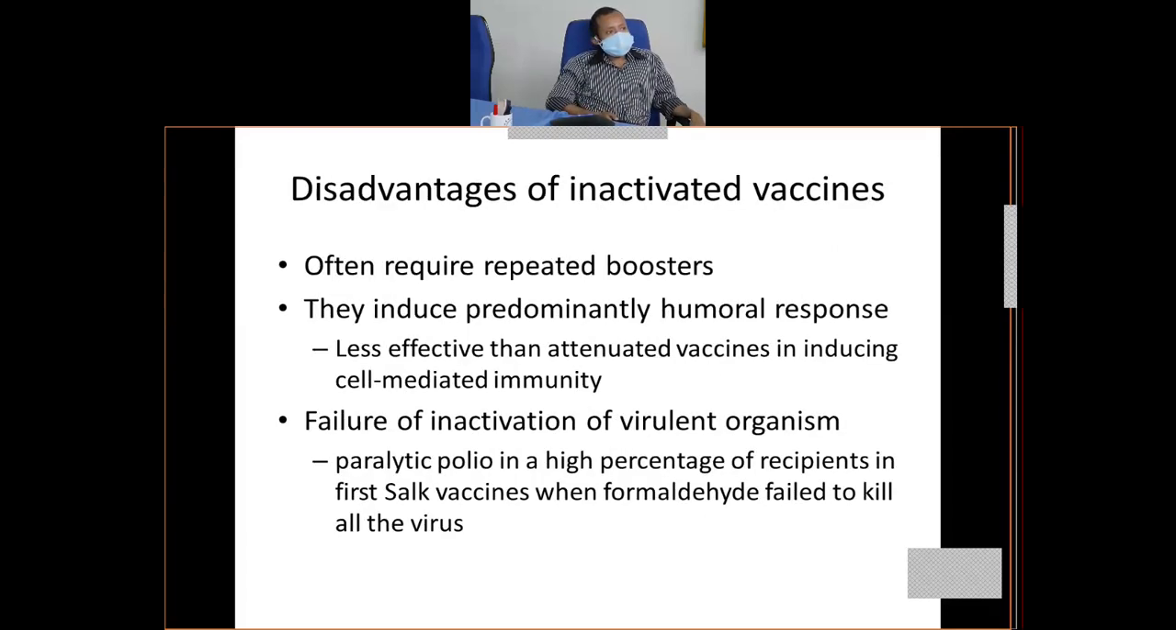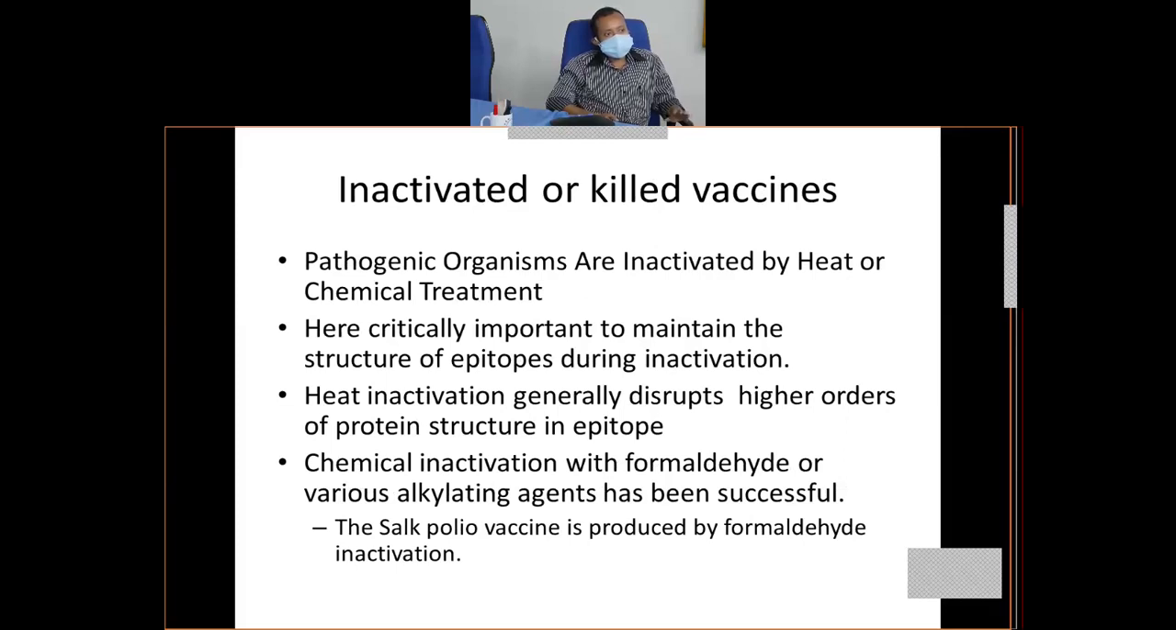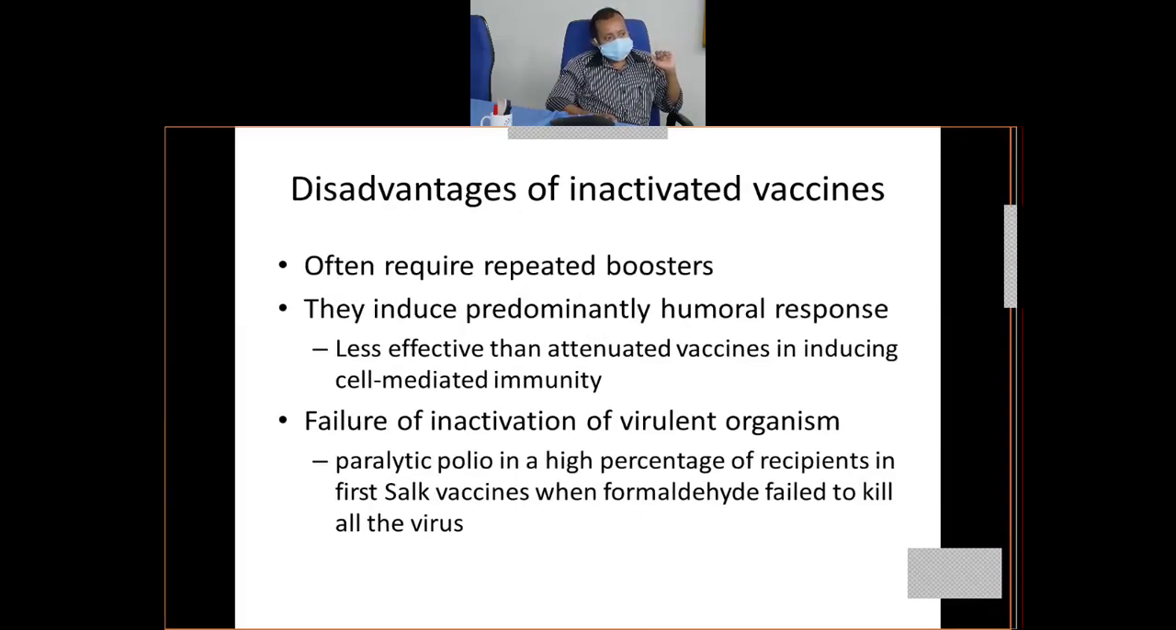So what are the drawbacks or advantages of this particular inactivated vaccine? Inactivated vaccines, you don't require repeated cultures like the BCG vaccine. It requires 13 years to develop a particular attenuated strain. So inactivated killed vaccines you can generate in a very short time.